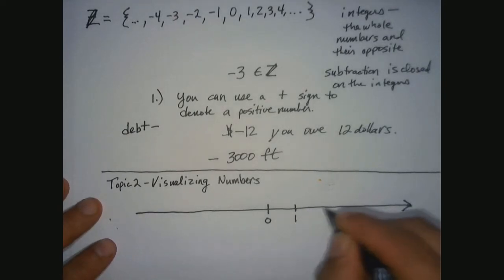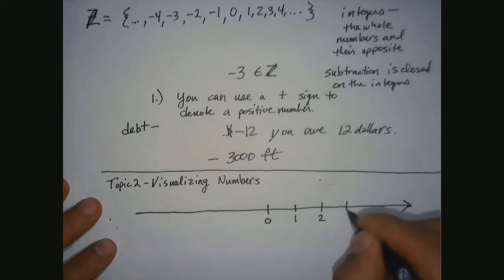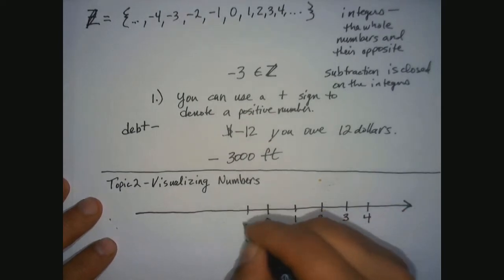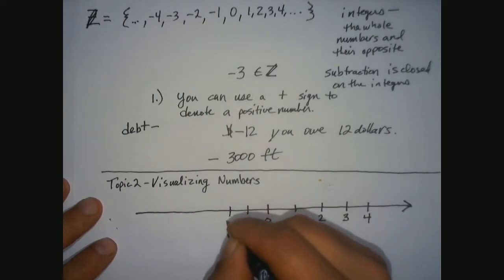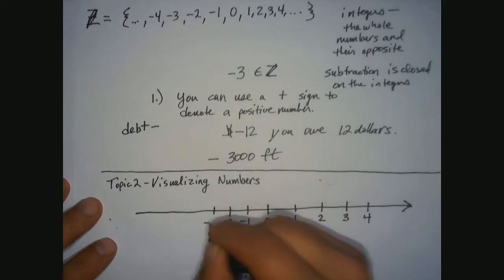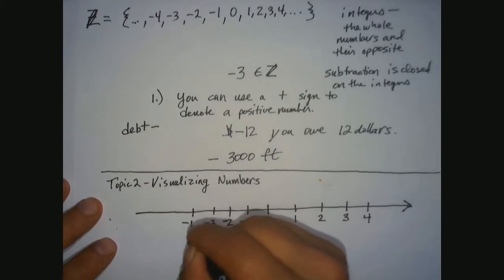But typically, you try to put 0 in the middle. So here are the positive integers. They are to the right of 0. And negative integers are to the left of 0. So this gives us a visual tool of the natural numbers.